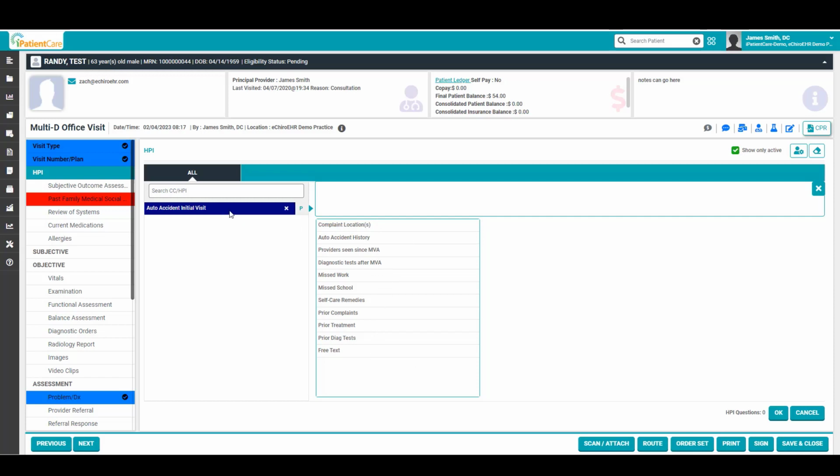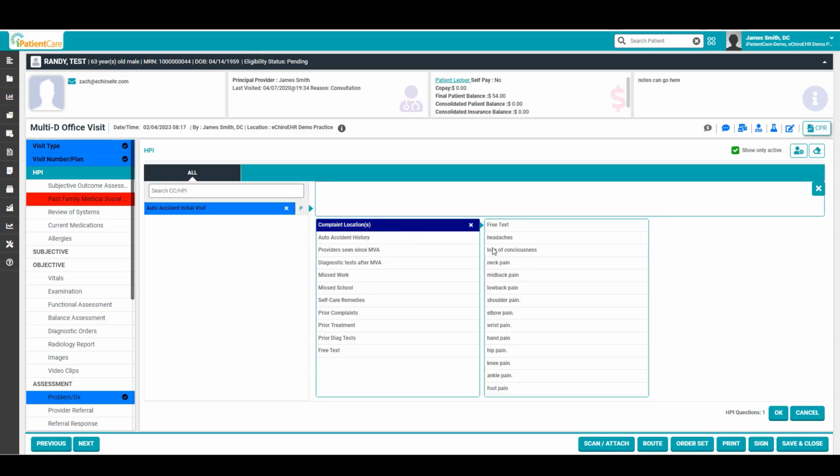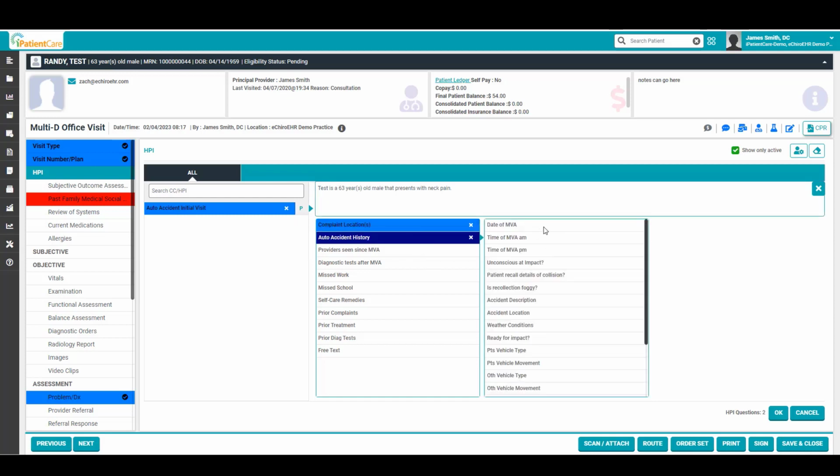What's important for documenting a history of present illness? Well, complaint locations are important to identify. In this particular case, since it was an auto accident initial visit, auto accident history questions, like the date of the MVA, the time. Was the patient unconscious at impact? Do they recall the details of the collision? Is the recollection foggy? What is the description, location, weather conditions?